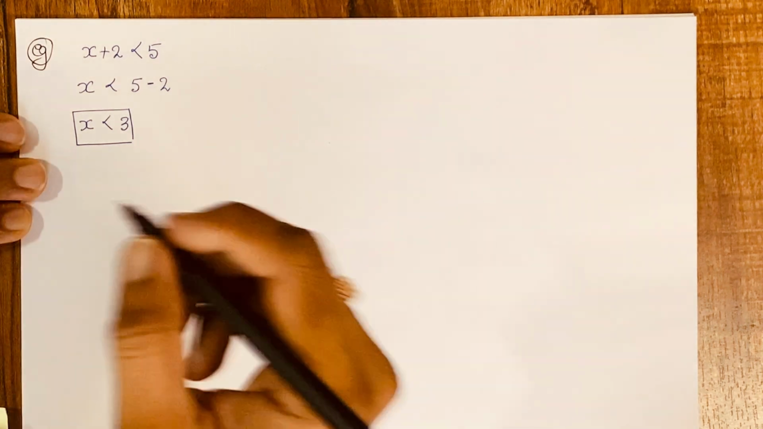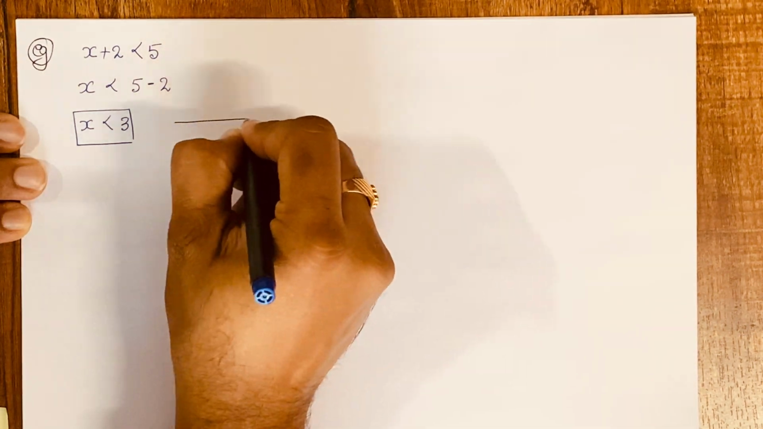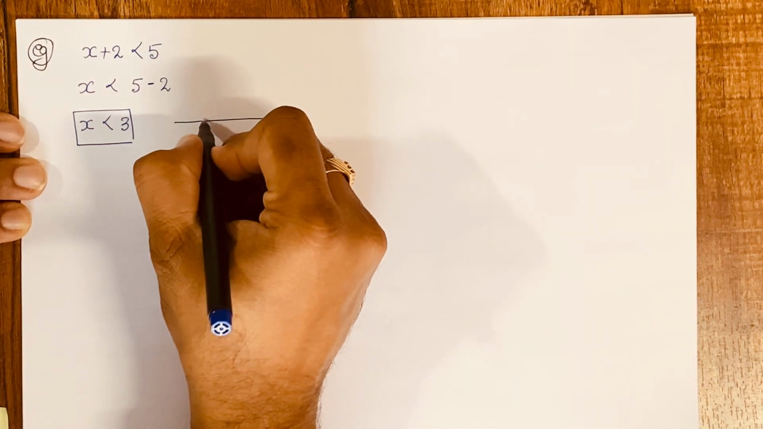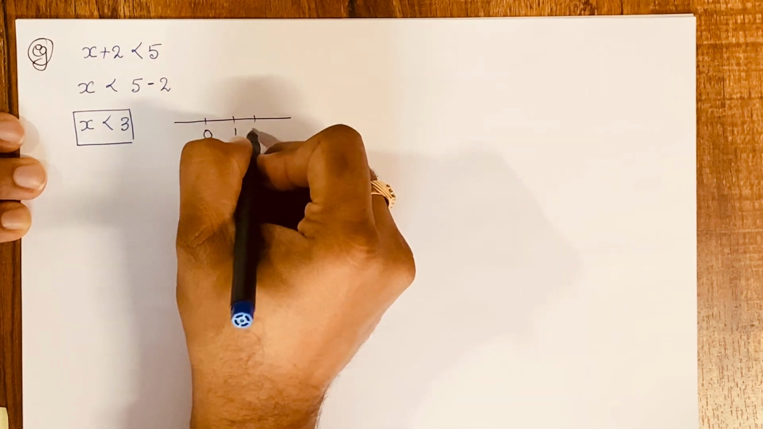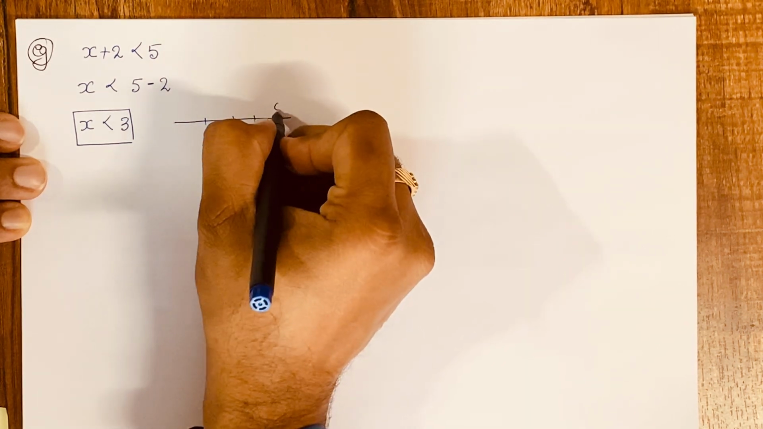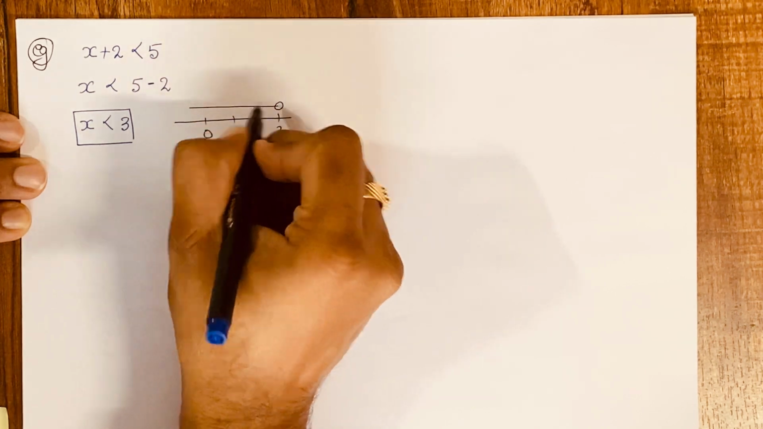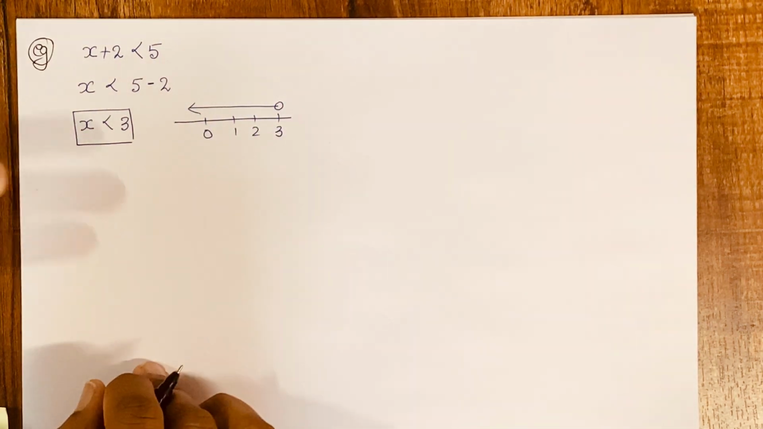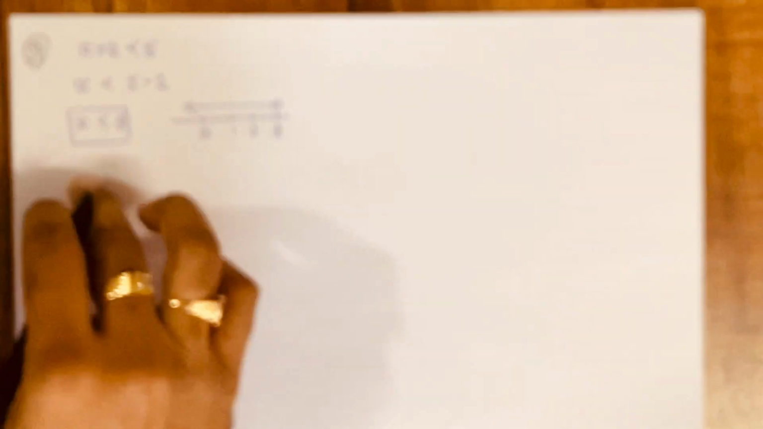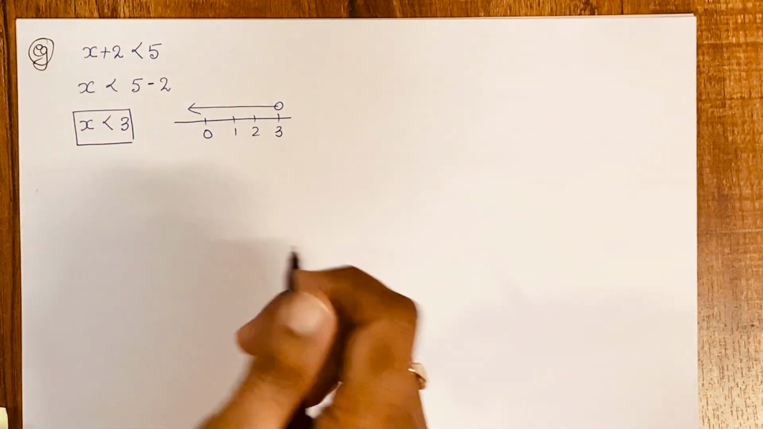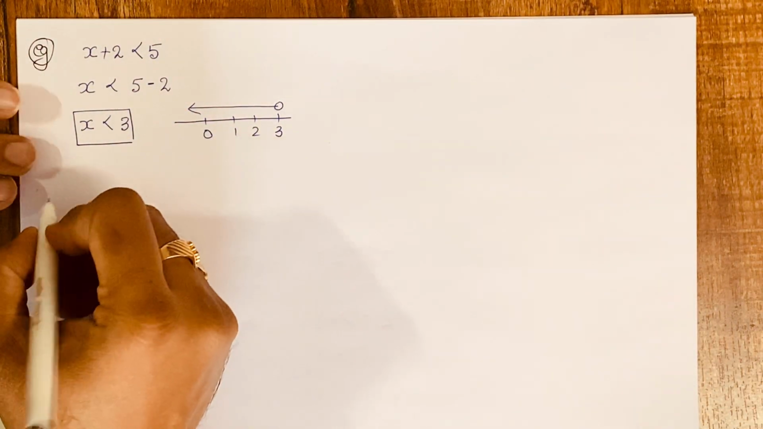Correct? Now they can ask you to draw this in the graph on a number line. So you go there, mark with 0, 1, 2, 3. At 3, 3 is not included. There is no limitation. So it will go till -infinity. So the value will be -infinity to 3, but 3 is not included. Okay. Next question.